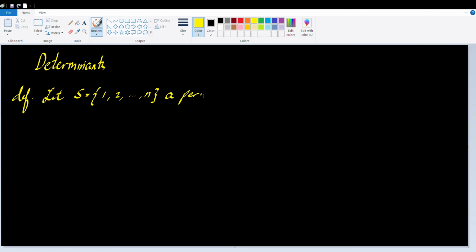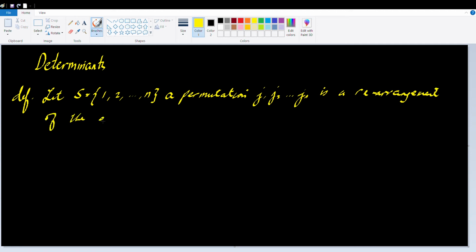A permutation J1, J2, up to Jn is a rearrangement of the elements of S. The elements could either be some or all elements of S. So we shall denote the permutation by the symbol J1, J2 up to Jn.